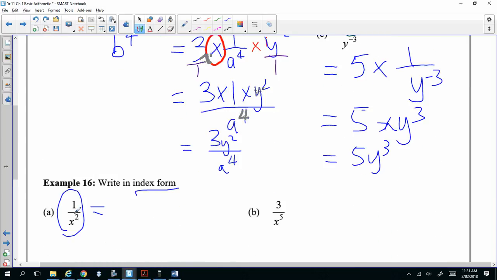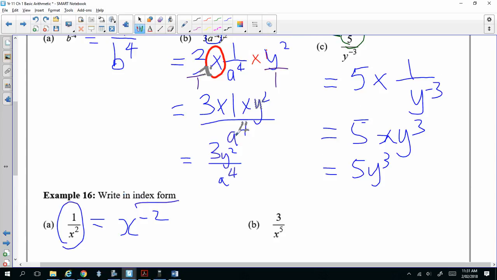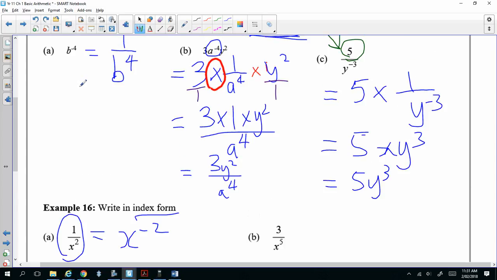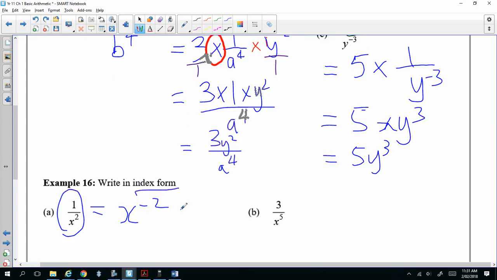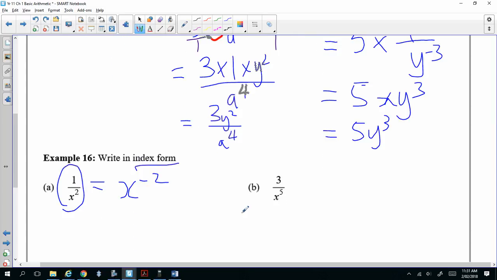So what it's really saying is to do the reverse, going backwards. Before, you went and wrote the negative index as a fraction, now we go in reverse. Okay? And the next problem, what if you have a 3 there? You do the same thing, 3 times 1 over x to the power 5. So only this becomes a negative index.